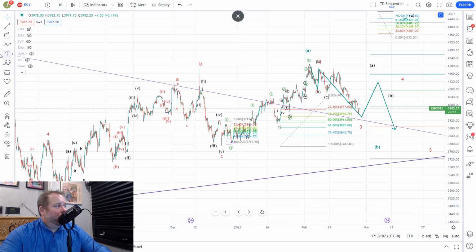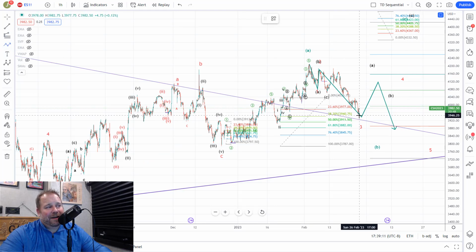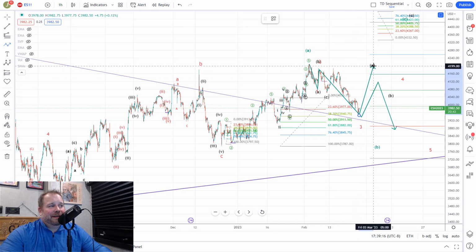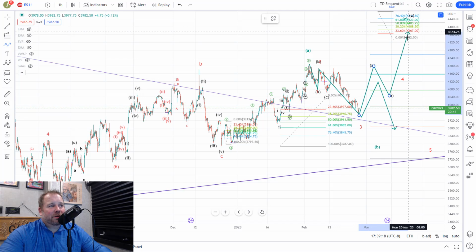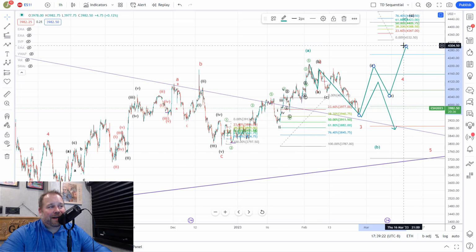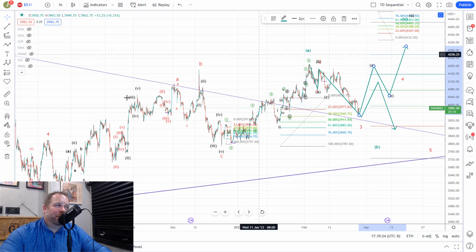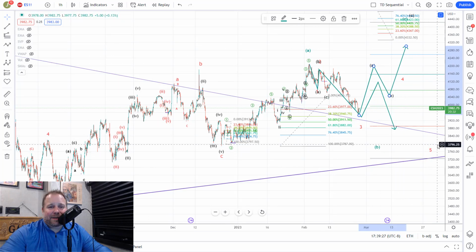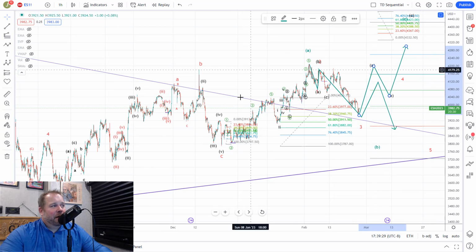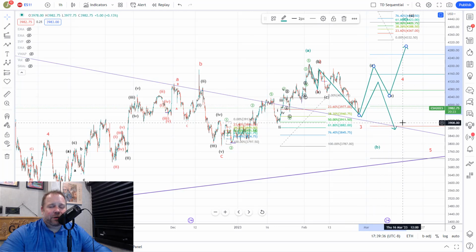And our final alternate count is that we do still have a little bit of room left. If they take out this last low, we've got to be done with it, but they do have a little bit of room to complete this A, B, C structure up towards 4,250 to 4,300, which would complete wave 5, give us another high, and make this structure look more complete overall. Then we could look for the downside after that. So there's a lot of complexity in the market right now, especially with the structure, but we do have some key levels to look at that give us some understanding of where we're at.